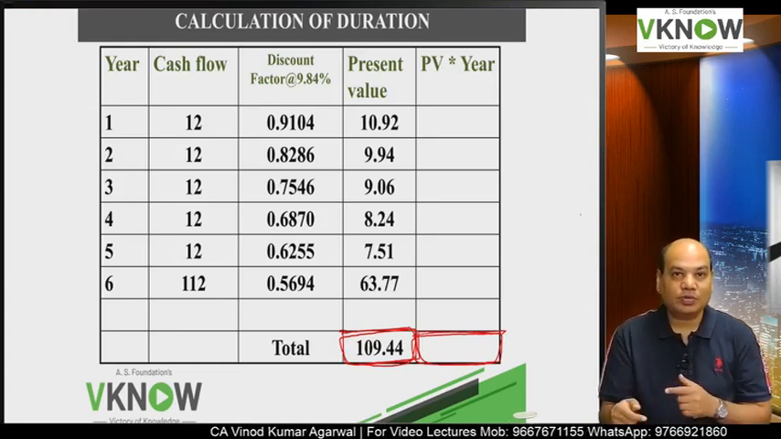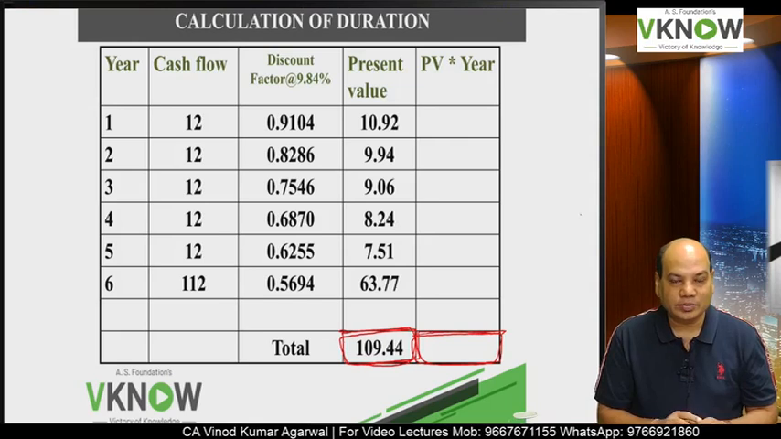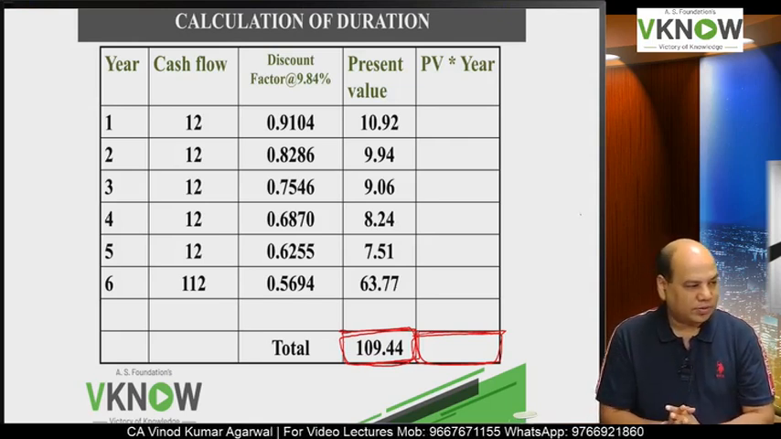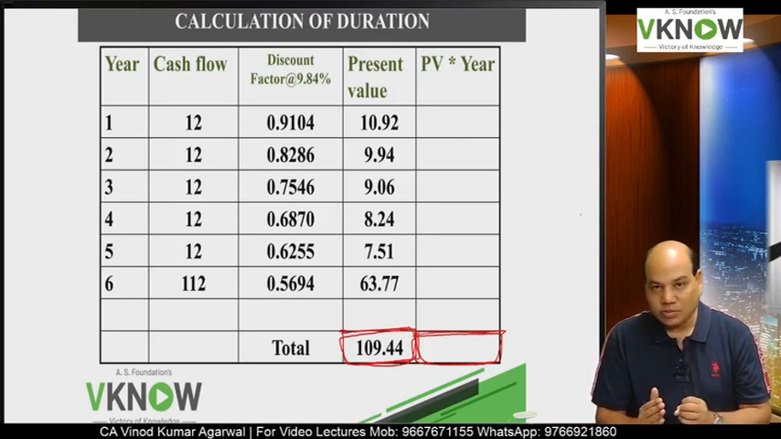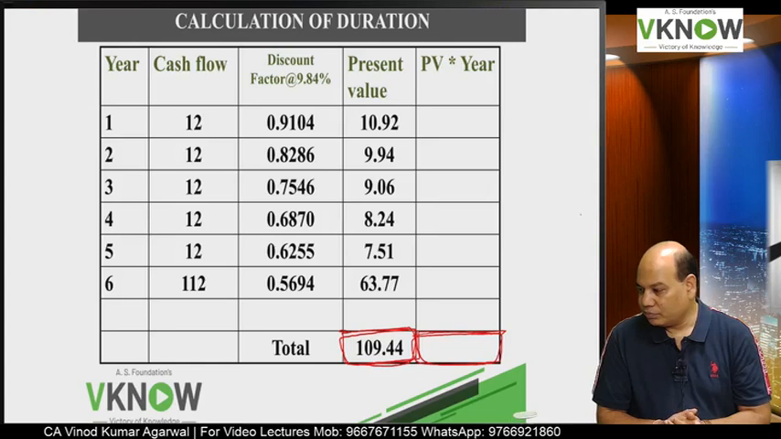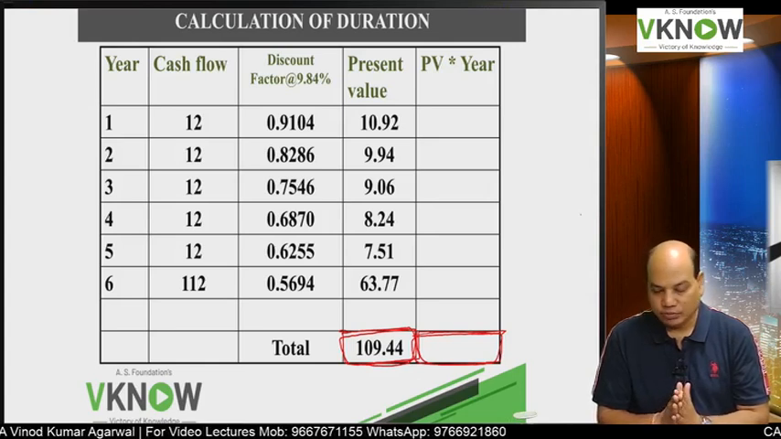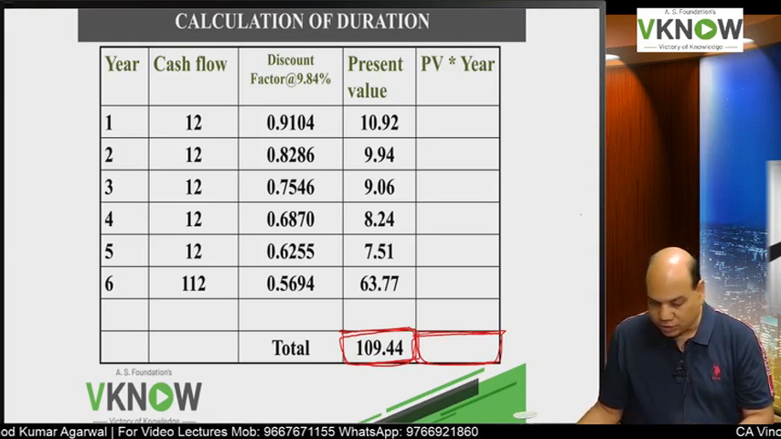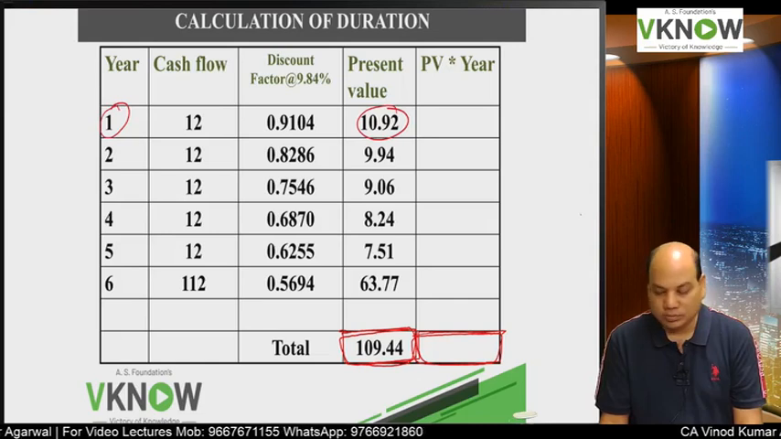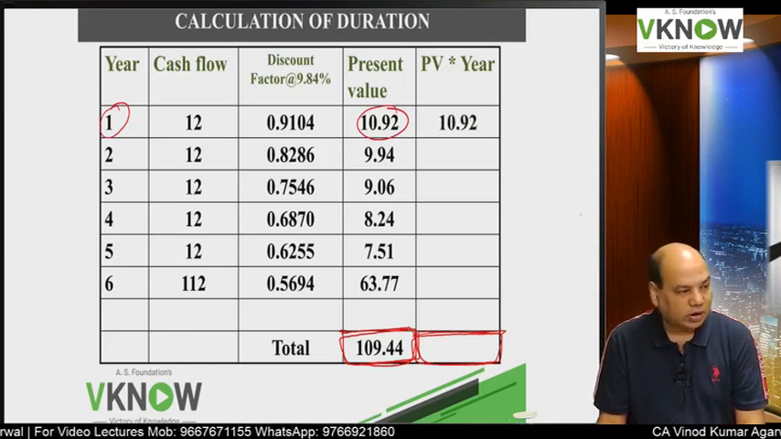Using 110 rupees you have computed YTM. So using the same YTM you should get 110 rupees. But because of some rounding off you may get a little different from 110. Is it right, 110 or close to 110? Yes. Now you complete the last column, year into present value.